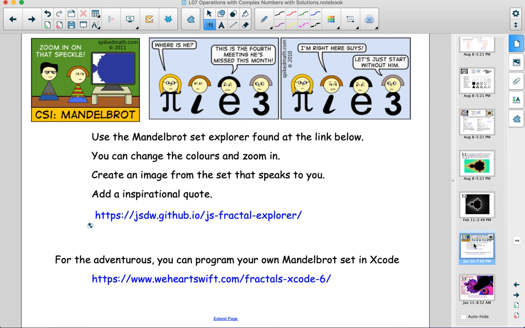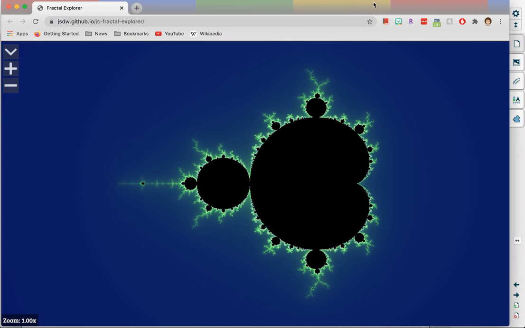And then you're going to use the Mandelbrot Set Explorer found at the link below. You can change the colors and zoom in. I'm just going to show you what that would look like. So if I click on this, it'll jump over to here. So this is actually what the Mandelbrot set looks like.